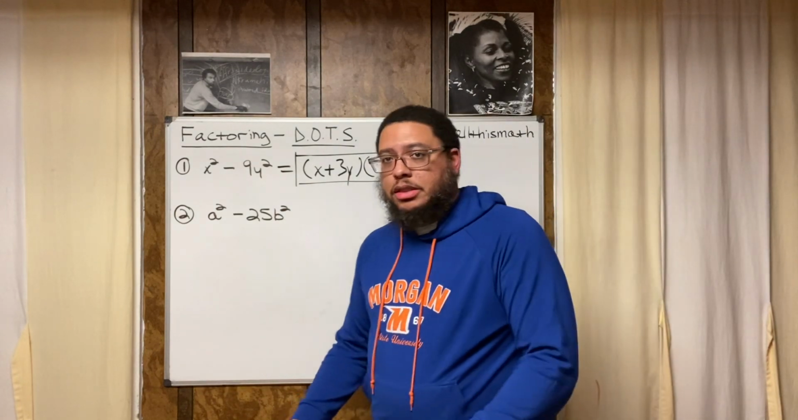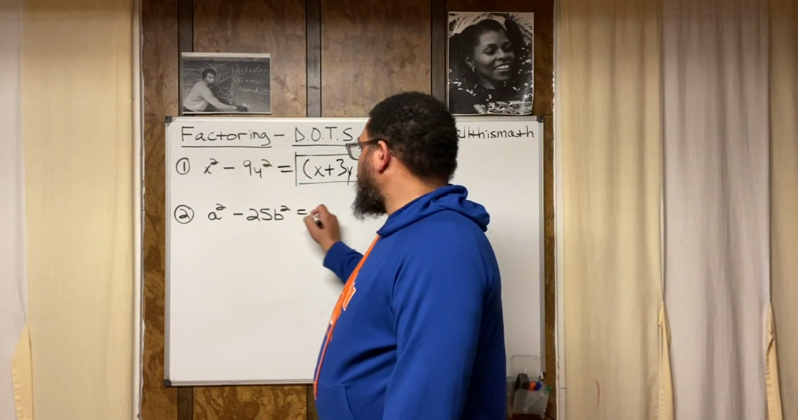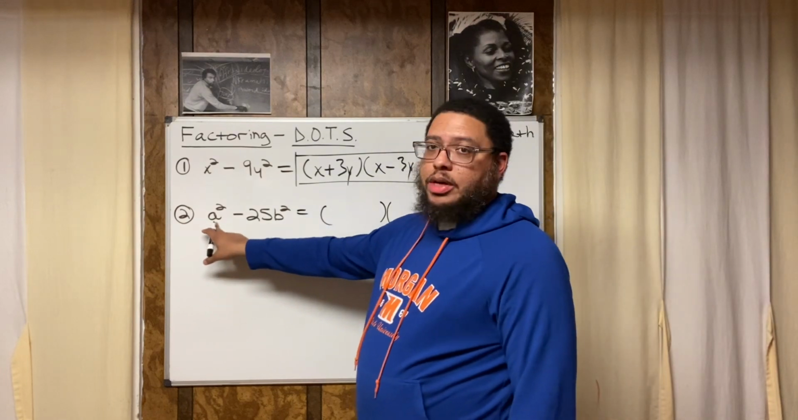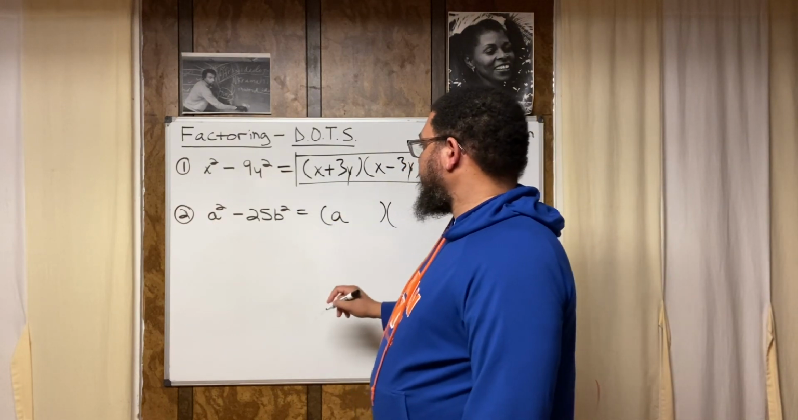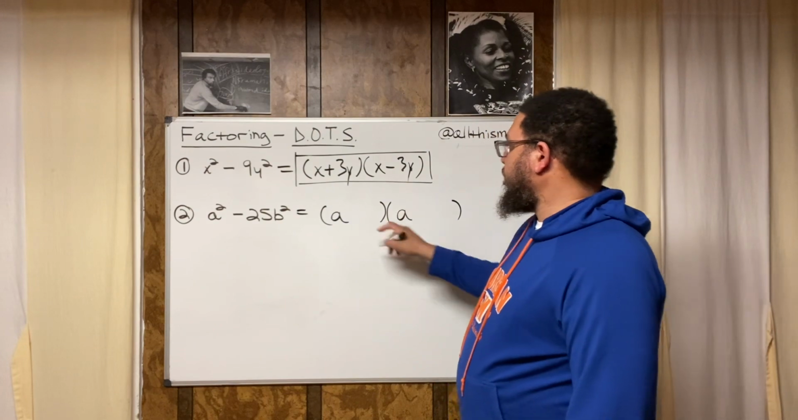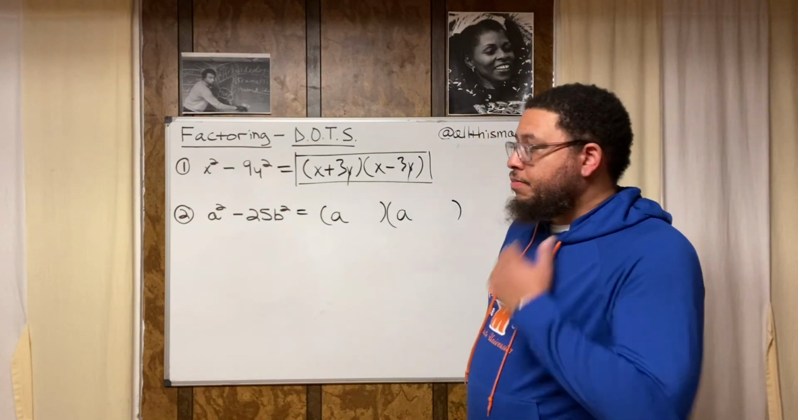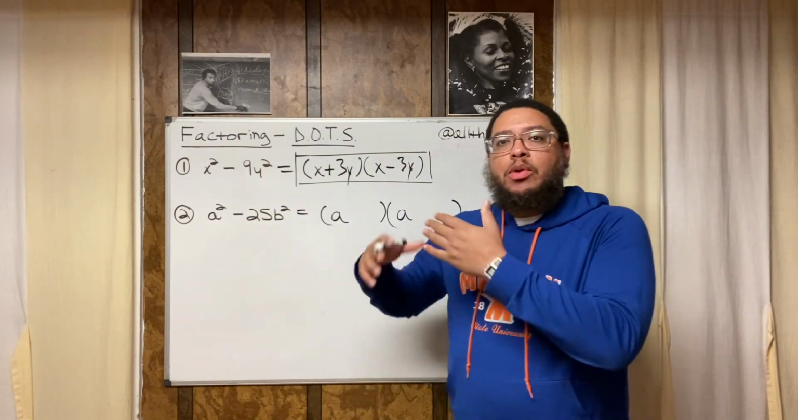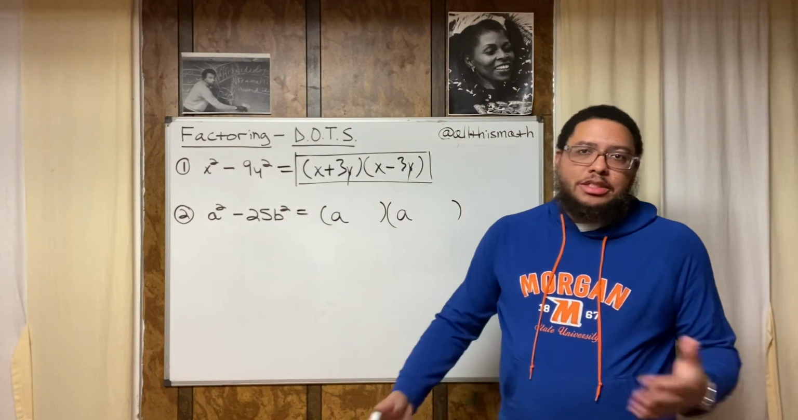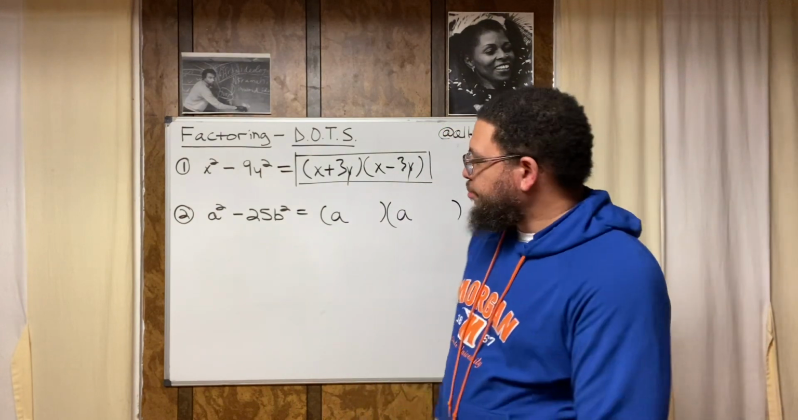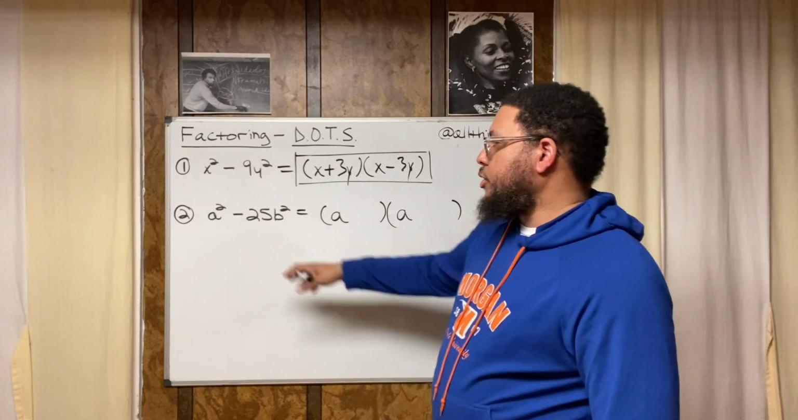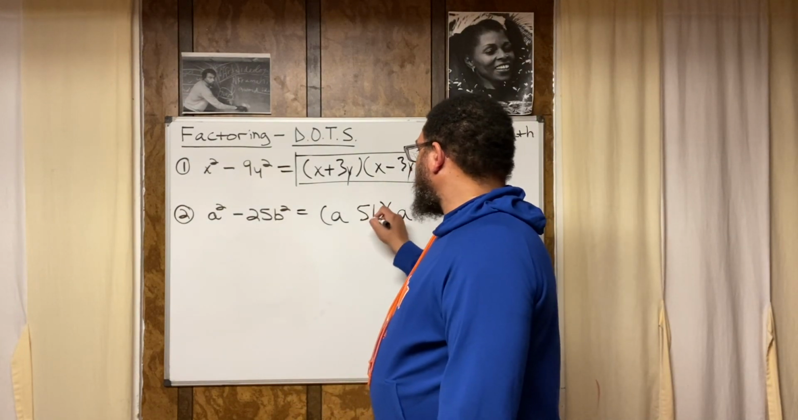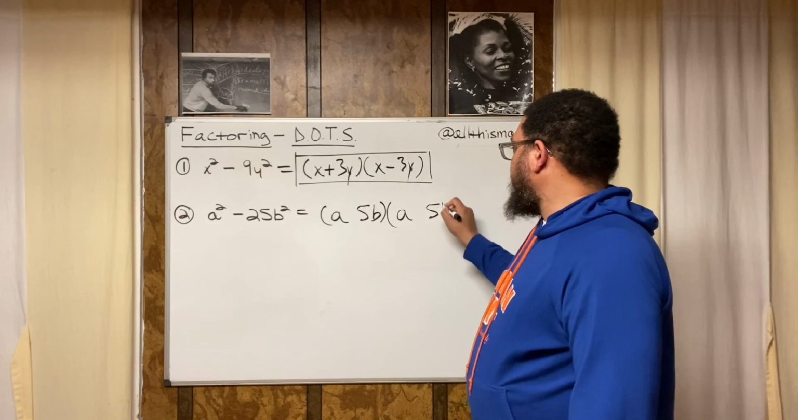Since we check off all the boxes, now we set it up. We set it up with 2 binomials. Take the square roots. Square root of a squared is a. Put the a here, put the a here. Right? Just like the x and the x. What's the square root of 25b squared? Now, I know there's a minus sign in front of that, but we're treating it like it's a positive, all right, in case you was wondering. So square root of 25b squared is just 5b. So you put 5b right there and 5b right here.